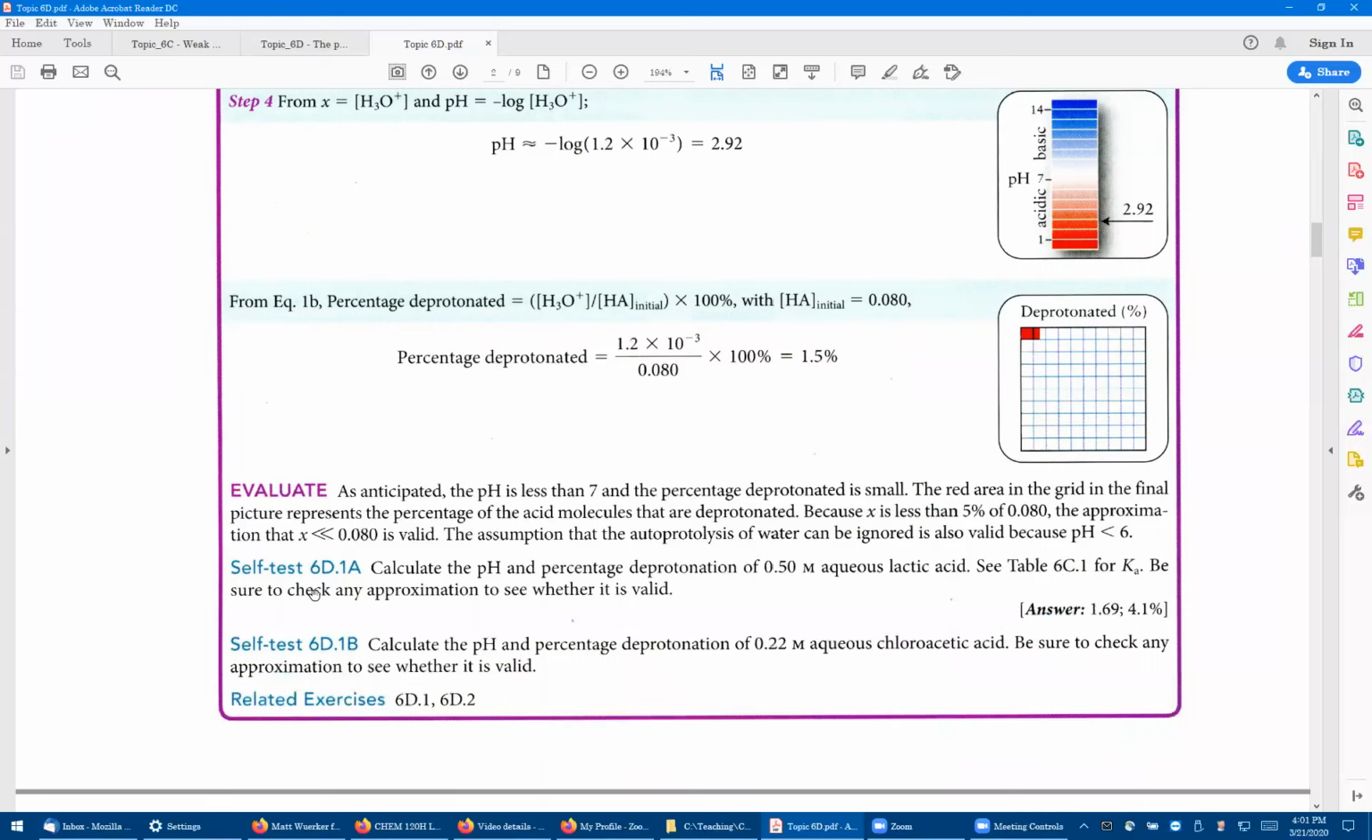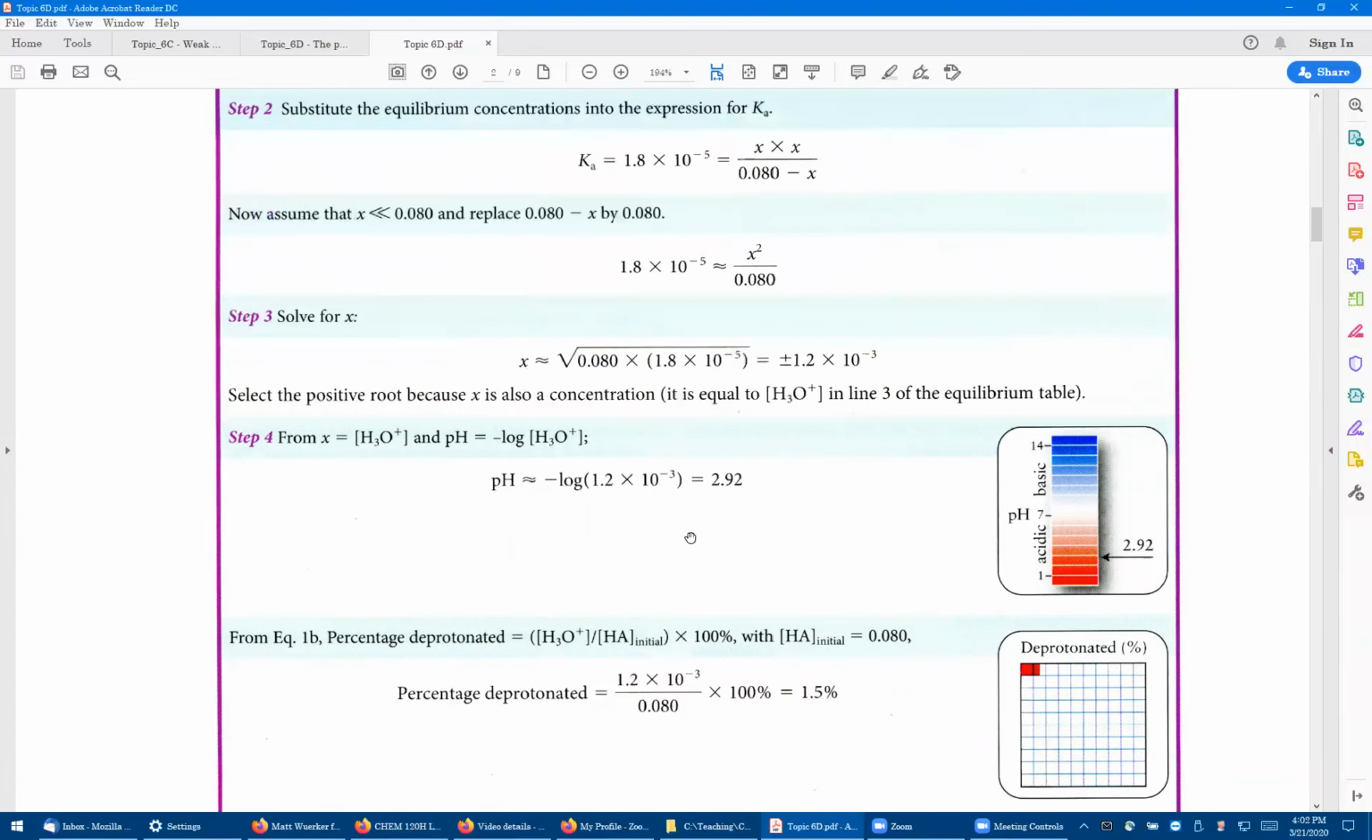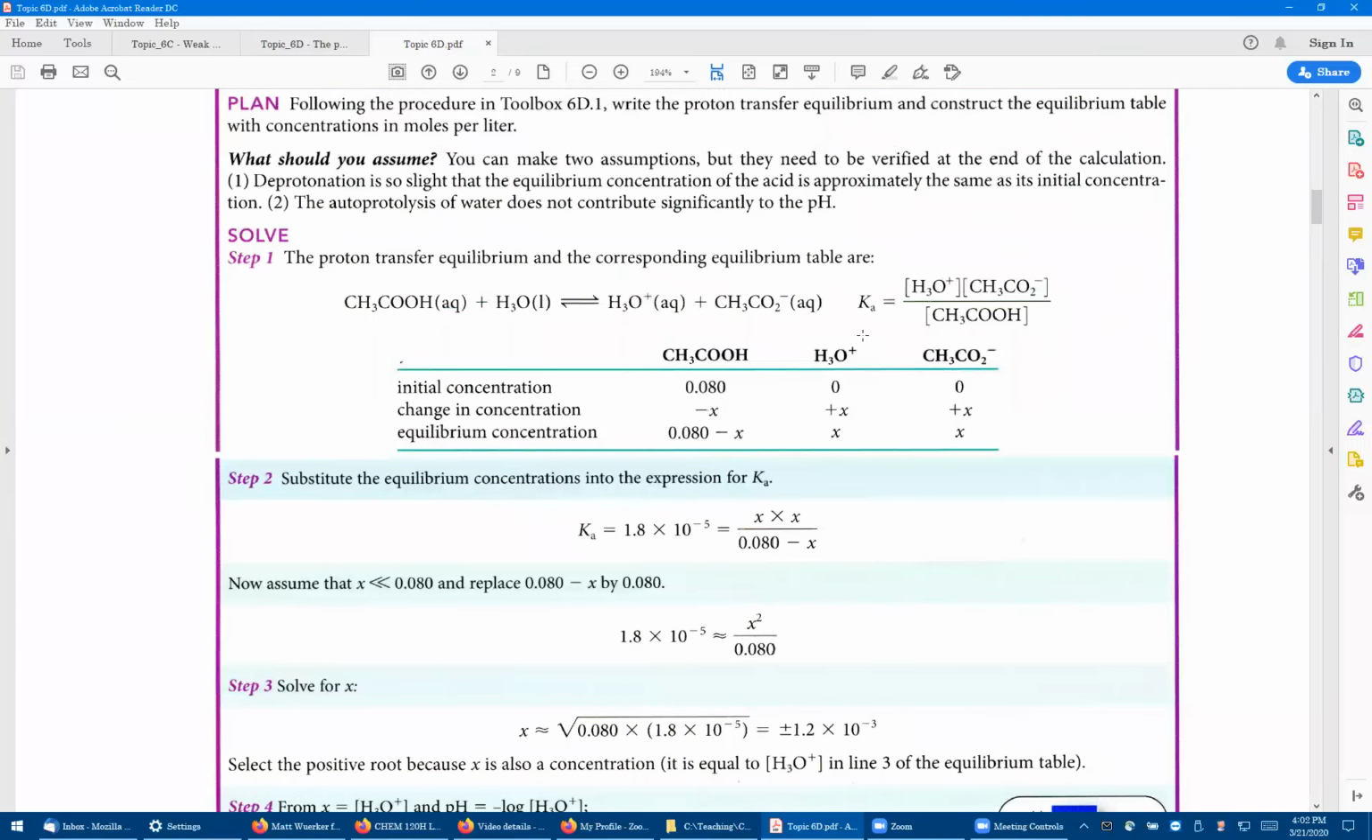So to conclude then, as anticipated, the pH is less than 7, and the percent deprotonated is small. And that's what you would expect to be the case. And the other point that they bring up here, which we're not going to be concerned about, because we're not going to consider situations where it applies. One of the things that we're also assuming in setting all this up is that here's the amount of hydronium ions initially and at equilibrium.